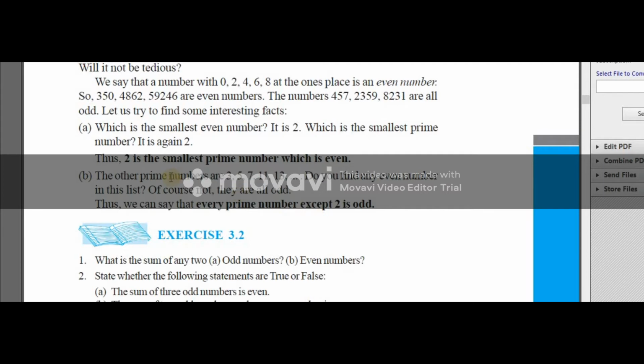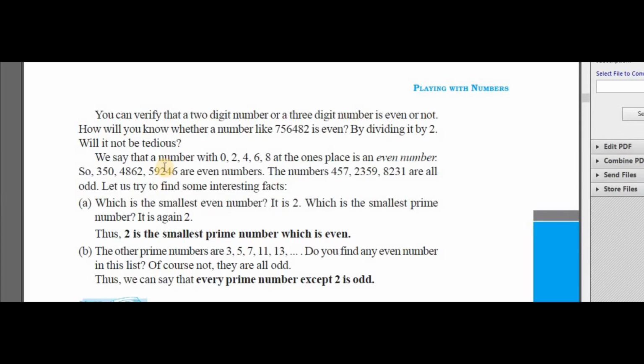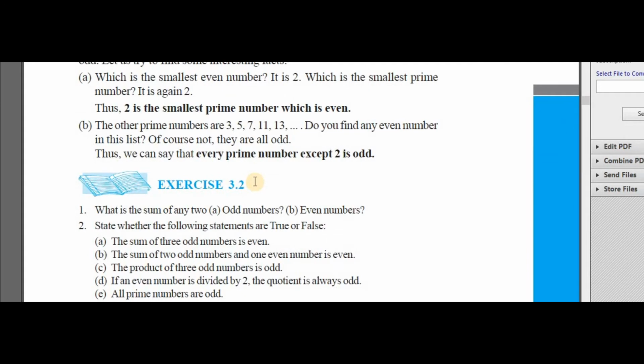So this is the interesting fact. And how to find even numbers and how to find odd numbers? Just simple. In the last, that is ones place, if it is either 0, 2, 4 or 6, 8, then we can say that number is an even number. If other than those numbers are there, then we can say that is an odd number. That's what he said. And moving on to the next exercise.